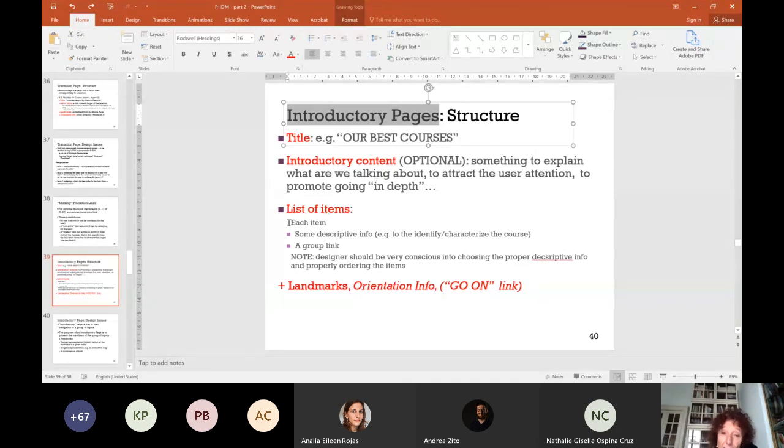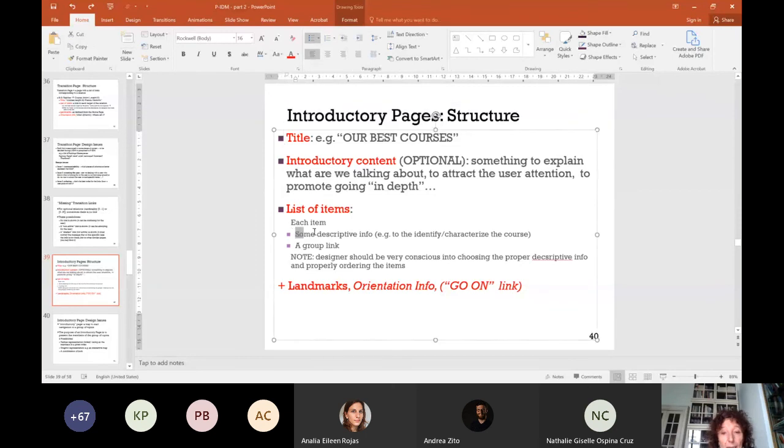And then you have a list of items. And again, for each item, you have to take the design decision on how to describe that item, how to make a preview of this item. And then again, there will be a little piece of the lesson tomorrow devoted to how I preview items in a list. And then again, you can have landmark orientation links. This go on link, wow, that is a mistake. The go on link is a mistake from the past. I will correct it.